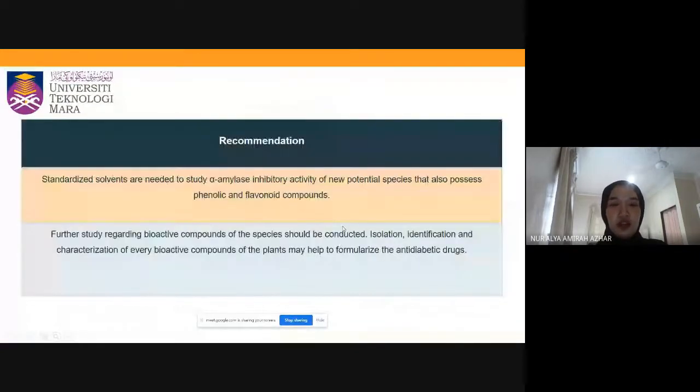What I can recommend from this study is that standardized solvents are needed to study alpha-amylase inhibitory activity of new potential species that also possess phenolic and flavonoid compounds. If a future study about anti-diabetic drugs is to be conducted, further study regarding bioactive compounds of the species should be conducted, which means isolation, identification, and characterization of every bioactive compound of the plant may help to formulate the anti-diabetic drugs.